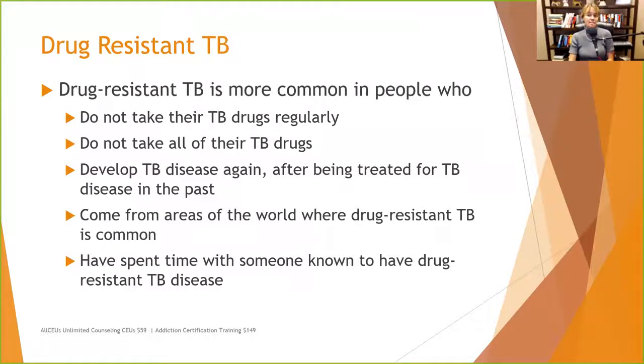If they develop TB disease again after being treated for it in the past, maybe they were treated, they became non-infectious or asymptomatic, and then 10 years later, they develop TB disease again, that means we probably have a slightly different animal we're dealing with, and it's probably drug resistant. If they come from areas of the world where drug resistant TB is common, then they might have it. Or if they've spent time with someone known to have drug-resistant TB disease.